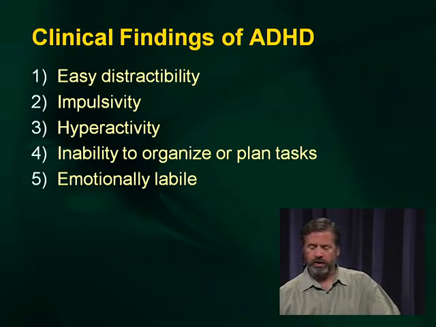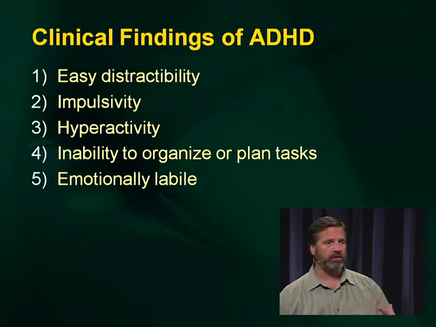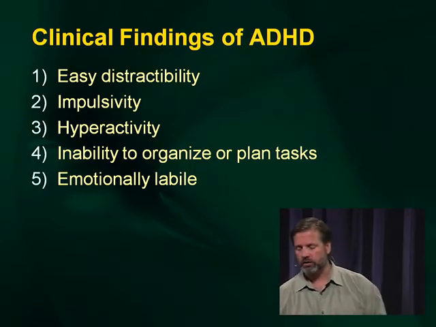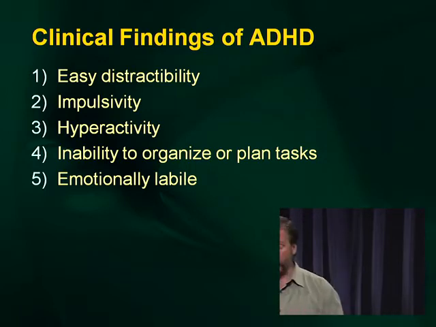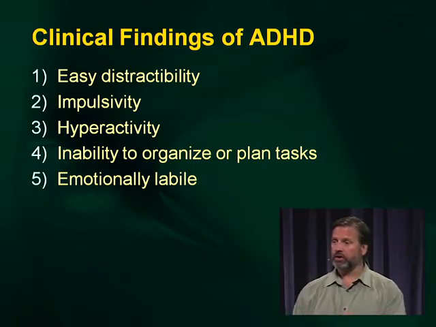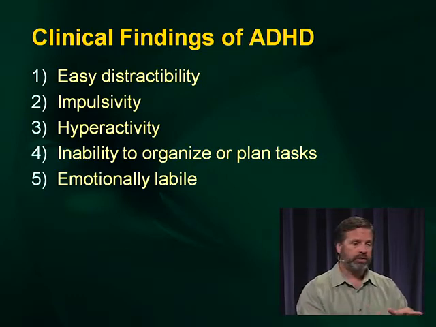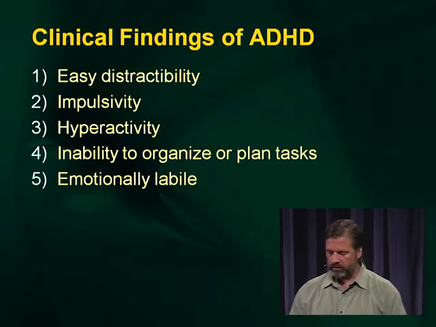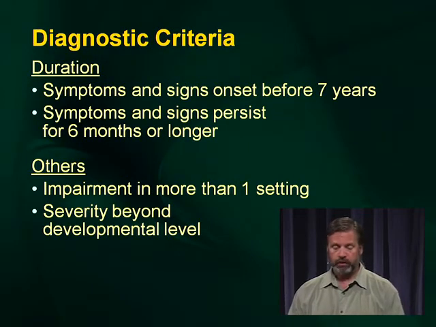So the clinical findings fall into one of these 5 categories. The kids are very distractible. They tend to be impulsive. They have a hard time making decisions that require reason. They're hyperactive. They have an inability to plan tasks, so they don't have the ability to map out what they want to accomplish and the steps through which they want to accomplish it. And they tend to be labile emotionally.